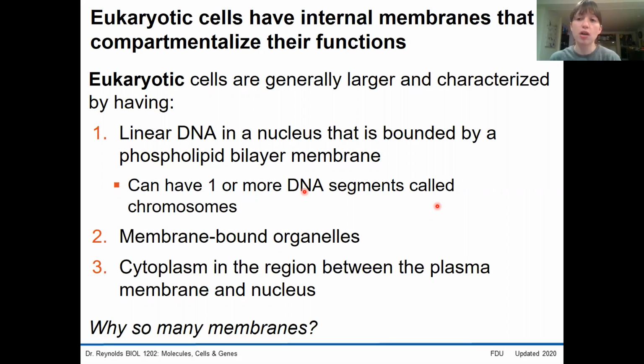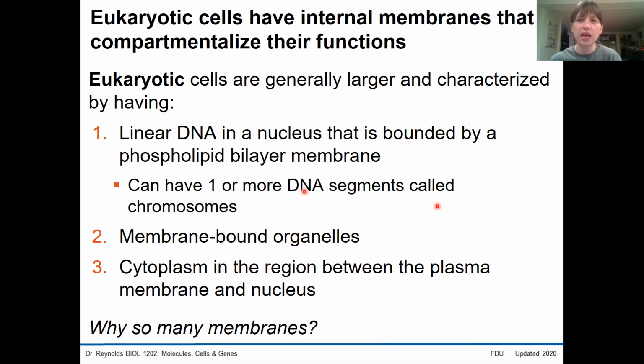Eukaryotes can have one or more segments of their DNA, and that DNA is going to be associated with proteins called histones. There will be other membrane-bound organelles. So the nucleus is one, meaning that there's a membrane surrounding and forming the structure of that nucleus, but we're going to talk about some other membrane-bound organelles as well. And that cytoplasm is still going to be filling the region between the plasma membrane and the nucleus.